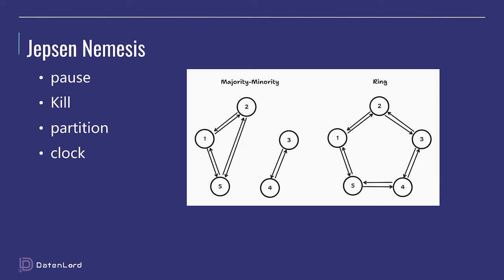To give you a better understanding of how nemesis works, let's take a look at this visual example of the partition nemesis. It can partition the cluster into a majority-minority paradigm, and it can also create a ring network that may result in multiple majorities if the system design is flawed.